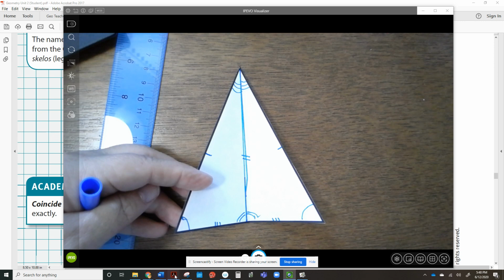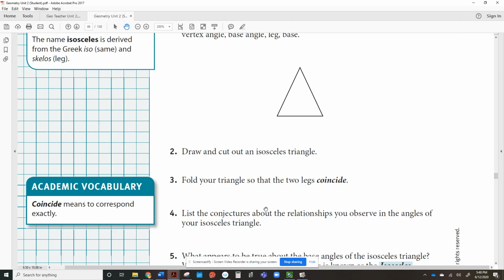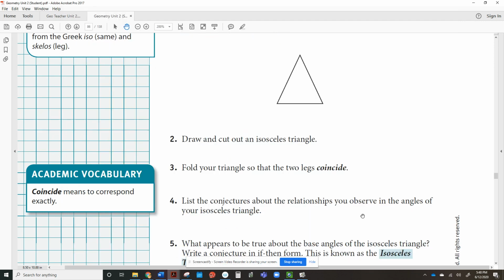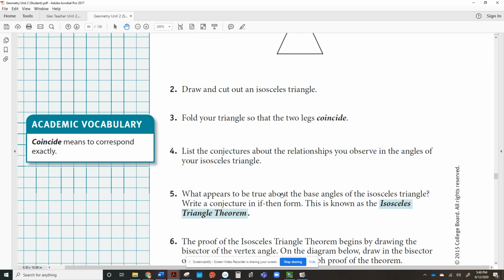Let's go back and see what they wanted us to do. List the conjectures about the relationship you observe in the angles. What appears to be true at the base angles? The conjecture is that they are congruent.